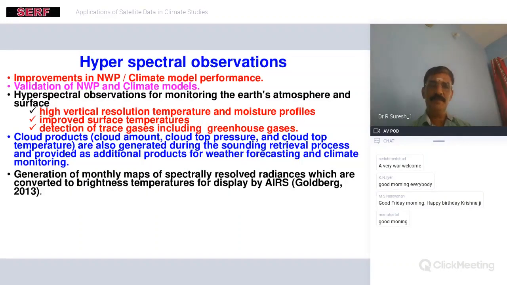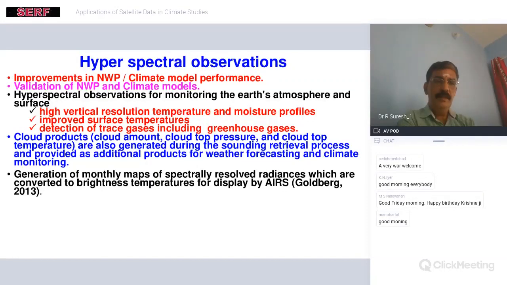Besides this, the hyperspectral channels are useful for observing trace gases and greenhouse gases as such. So for climatological models and climate change, whatever we are talking about in the present day, we will be in a position to address them in relatively better terms with the scientific data we have.